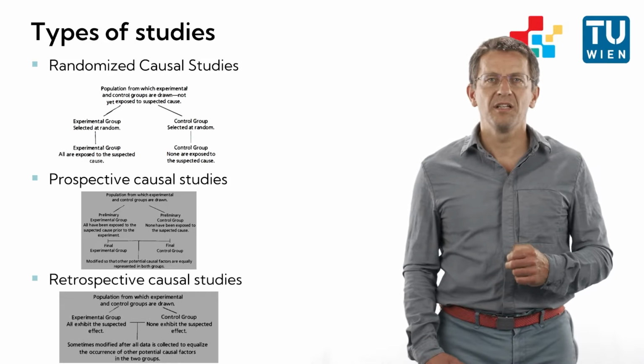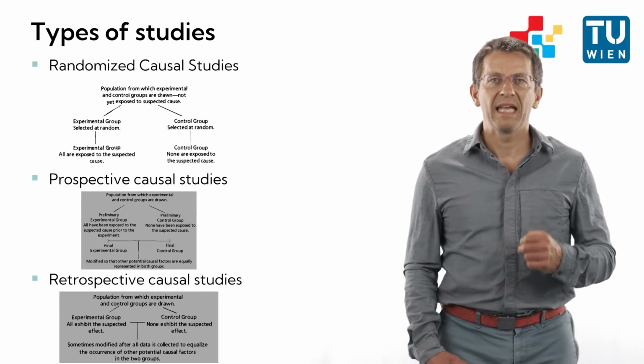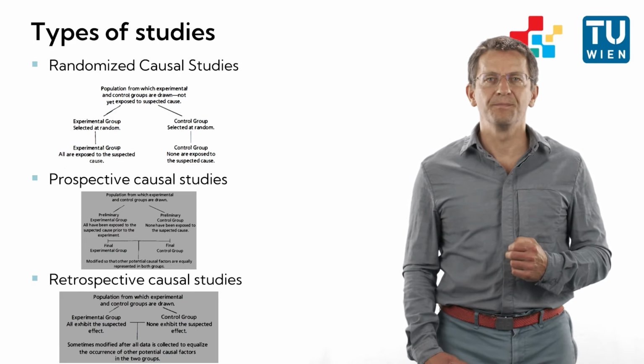Retrospective causal studies start with two groups defined by whether they already have the effect in question. You then look backward to identify whether the suspected causal factor was present in their histories.